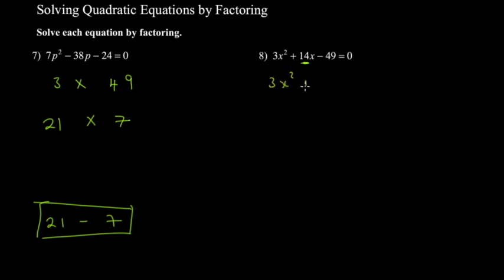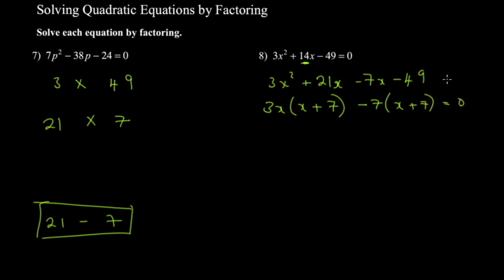So you get 3x squared plus, now we are replacing this one, 21x minus 7x minus 49. Okay, so this one, the highest common factor is 3x, then you get x plus 7 here, then you get minus, highest common factor is 7, then you get x plus 7 here, equal to 0. Okay, now we're solving the equation.